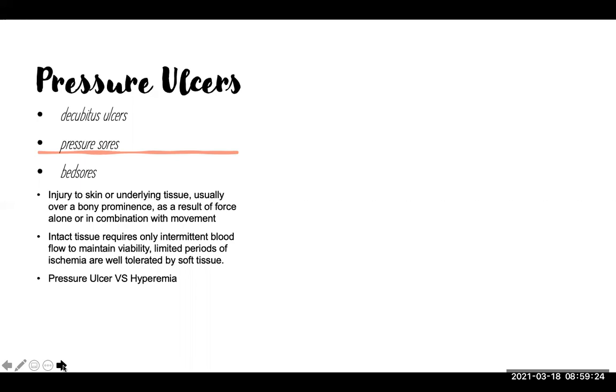If you find red spots on a body, you want to check them for blanchability. If it blanches, then that's considered hyperemia. If it's non-blanchable, then it's not. It's considered dead tissue. Whether it looks dead or not, it's not going to be perfusing in that area where it's not blanchable. Okay.